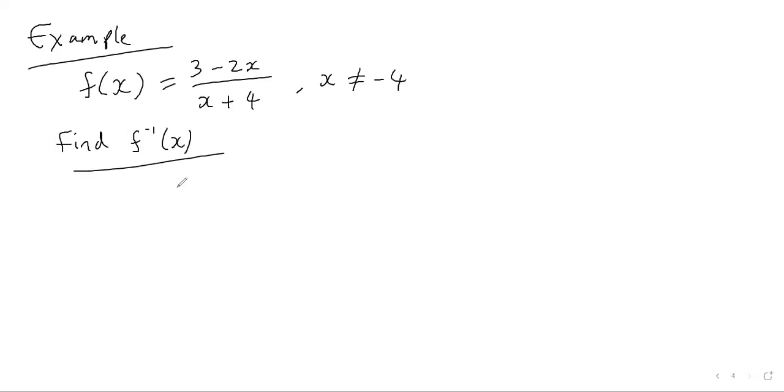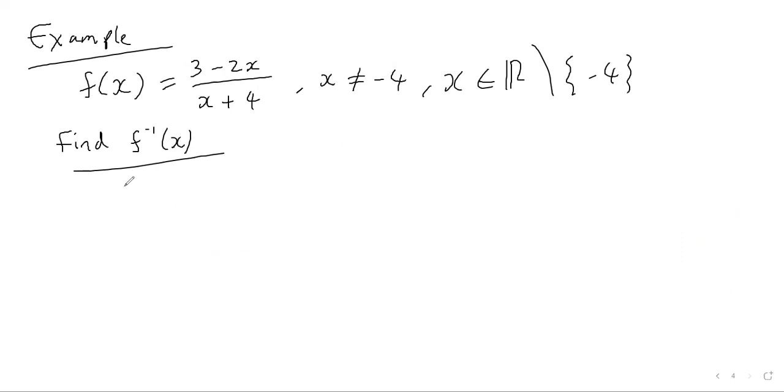Okay, so let's look at an example then. Let's say we've got f of x equals 3 minus 2x over x plus 4, in a domain where x does not equal negative 4. So x can be any real number apart from negative 4. Why have I specified that? Because if you substitute negative 4 into your denominator, you get minus 4 plus 4, which is 0. Dividing by 0 is undefined. Okay, let's go ahead and find the inverse function.